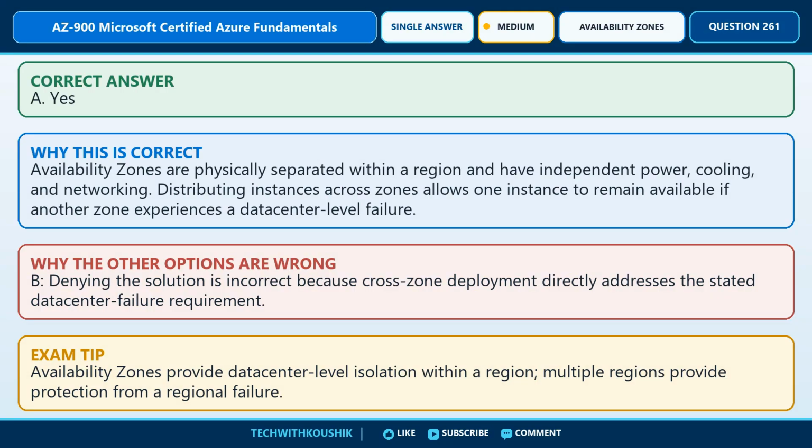The answer here is option A, yes. Let's look at the reasoning. Availability zones are physically separated within a region and have independent power, cooling, and networking. Distributing instances across zones allows one instance to remain available if another zone experiences a data center level failure. The other choices do not work because B. Denying the solution is incorrect because cross-zone deployment directly addresses the stated data center failure requirement. Exam tip. Availability zones provide data center level isolation within a region. Multiple regions provide protection from a regional failure.